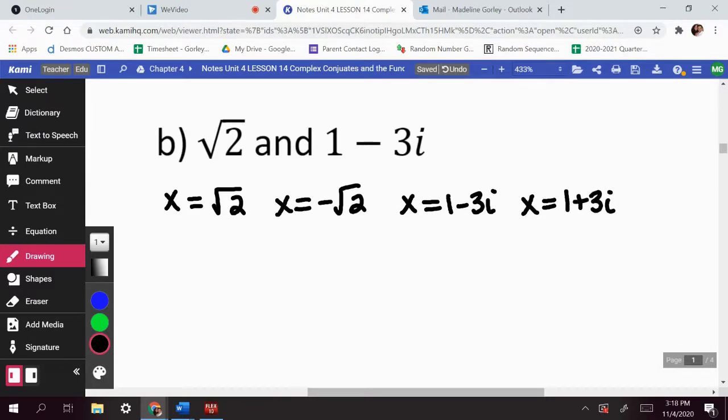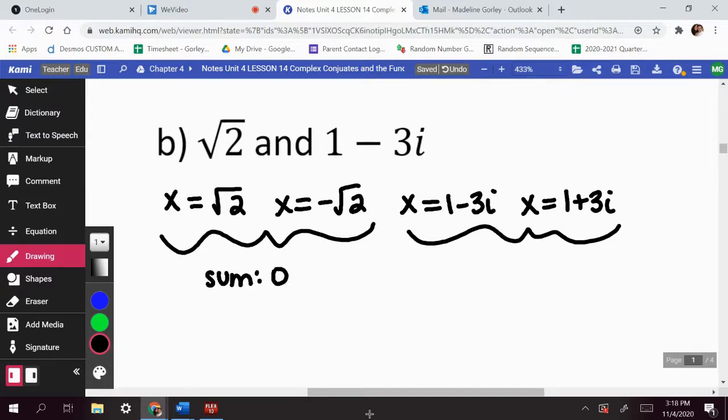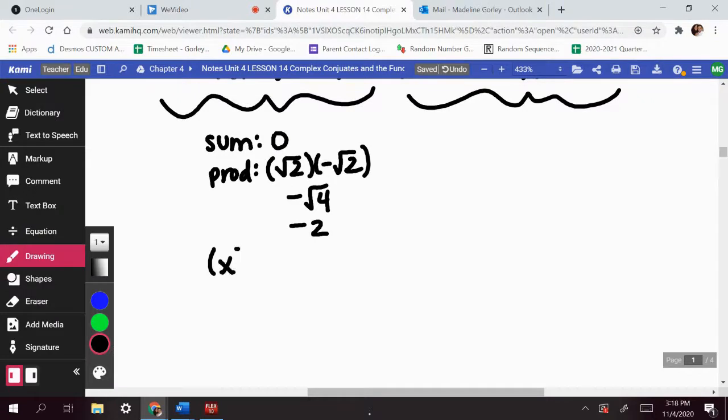1 plus 3i. Again, I'm going to use my rule, x squared opposite sum x plus product, to write the factors for those conjugates. So here the sum would be 0, and the product would be what? So it'd be negative root 4 or negative 2. Okay, so my factor here would be x squared opposite sum x plus product, or x squared minus 2.